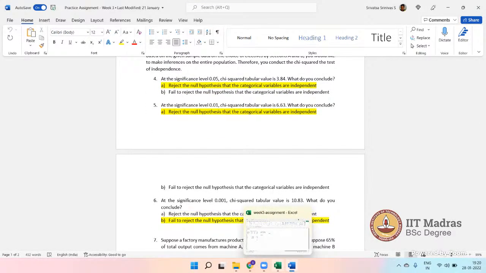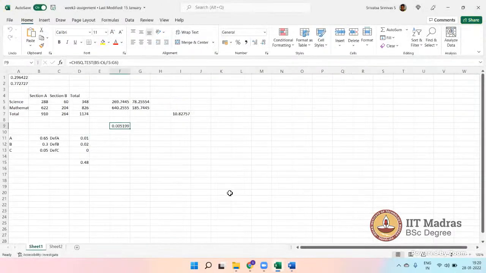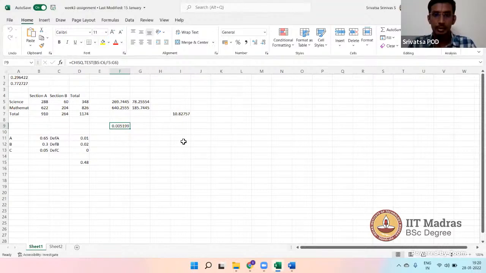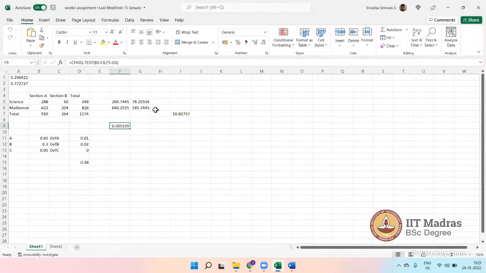So that value will be given, right? We don't need to calculate it during the exam. The tabular value will always be given, but the observed minus expected, the whole square by expected, which you sum across all these combinations, that calculation you will have to do. That is the computed value. So you have a computed chi-squared, and then you have a chi-squared from the tables, which is given to you, which is 10.82. You compare the given value with this computed value. If it is lower, you do not reject the null. If it's higher, you reject the null.